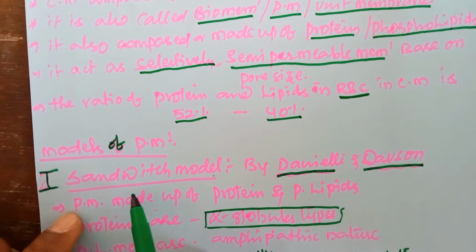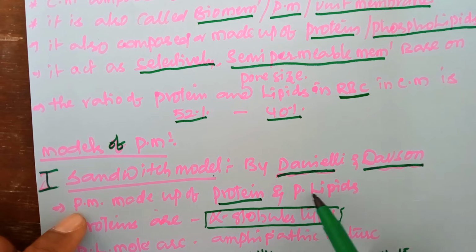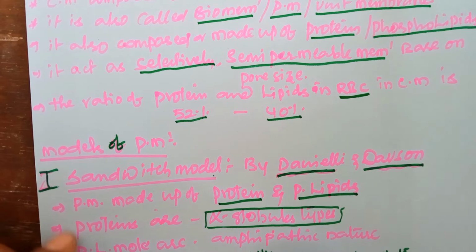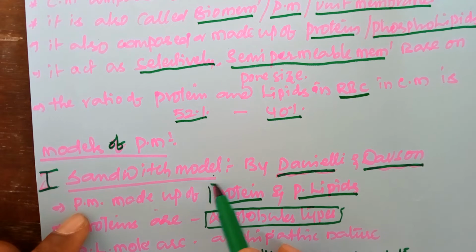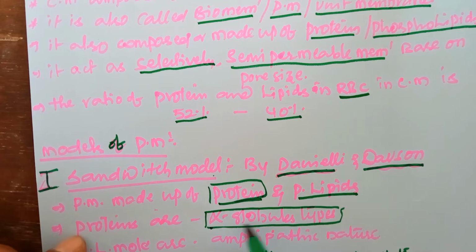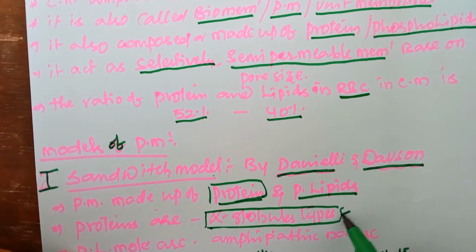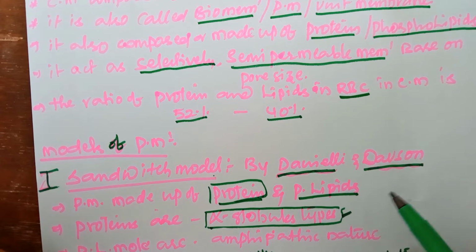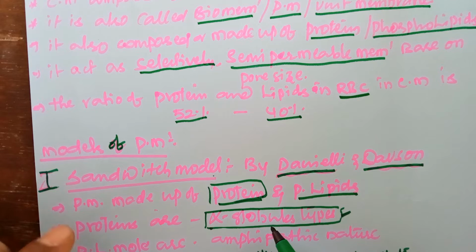As per the sandwich model, the plasma membrane is made up of proteins and phospholipids. In the plasma membrane, the protein is mainly alpha globular type of protein. So it is very important for MSET or NEET. Proteins in the plasma membrane as per the sandwich model belong to alpha globular type of proteins.